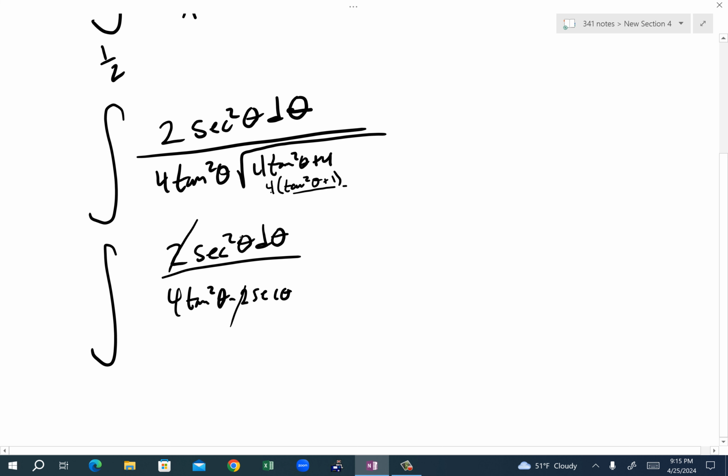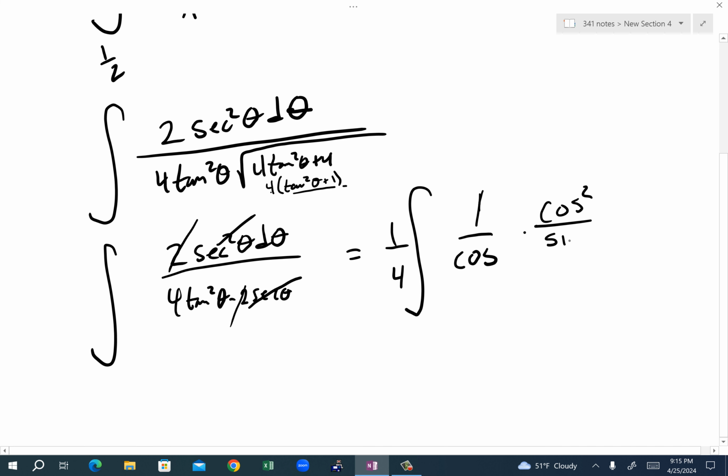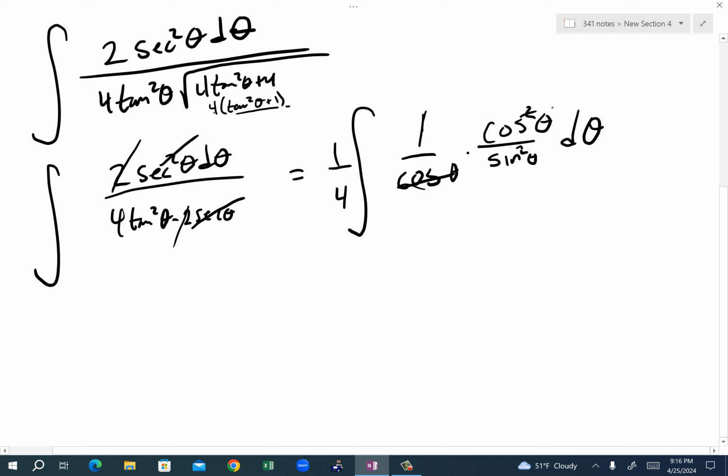Pull that 4 out front, and you end up with 1 over cosine. Now this is sine over cosine on the bottom, so it's really cosine squared over sine squared. Don't forget your thetas. D theta. Now this is a cute trick, friends. It's cosine over sine times 1 over sine.